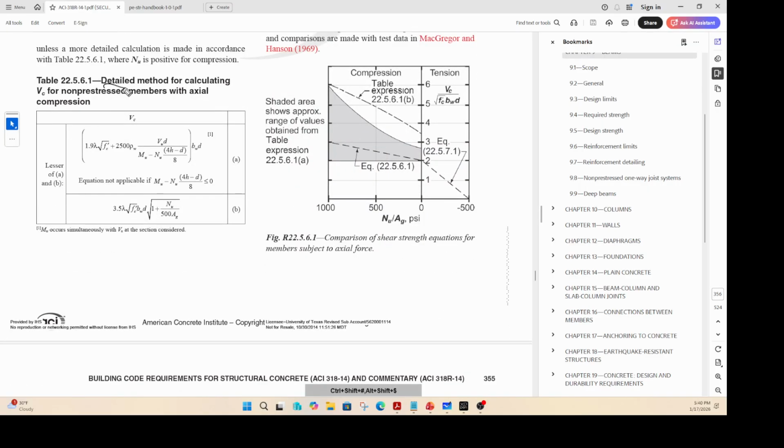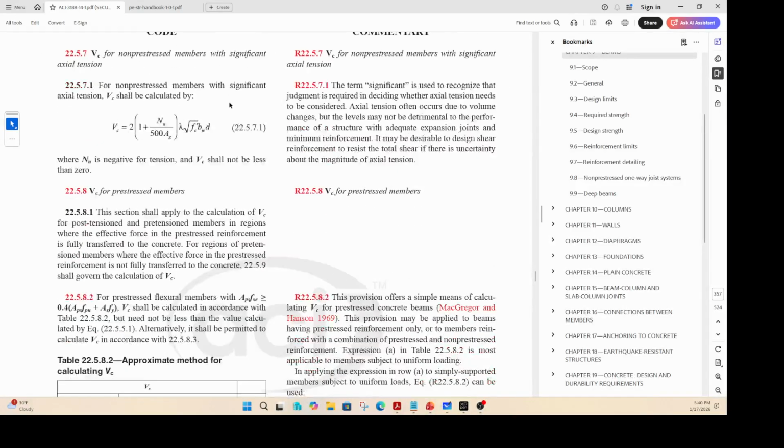There is again a detailed procedure, same thing. You see your VU, MU, NU getting involved in this particular thing, but then you calculate that, you calculate this, pick up the lesser of these two. Okay, so nothing important about that.